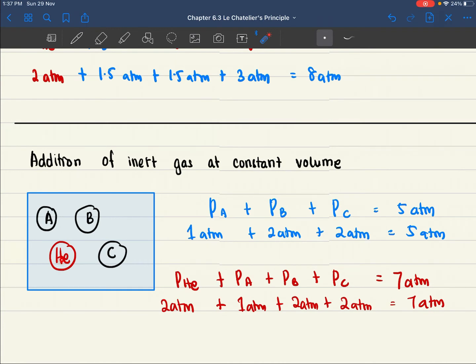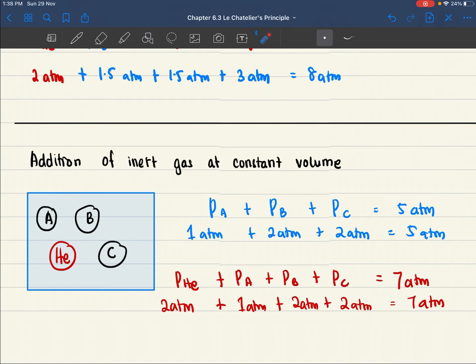Bila helium masuk dalam ni, obviously sekarang dalam container kita ada partial pressure helium, ada A, gas B and gas C. So total pressure ni sekarang dia dah bukan 5 atm sebab dia ada gas yang baru iaitu helium. Dia dah jadi 7 atm. Contohlah saya letak. So kenapa 7 atm? Sebenarnya another 2 atm yang baru bertambah tadi datang daripada helium. And as you can see, the partial pressure of gas A, gas B and gas C masih sama. 1 atm, 2 atm and this one also 2 atm.